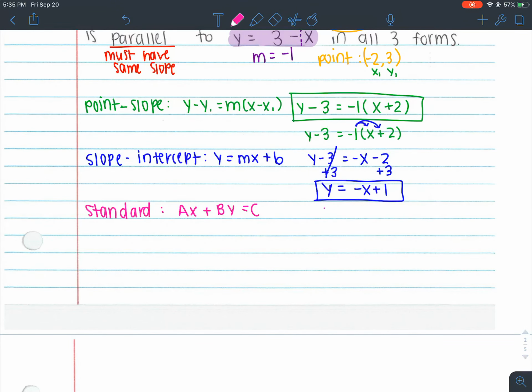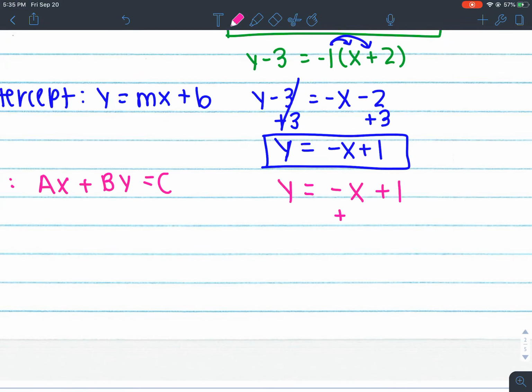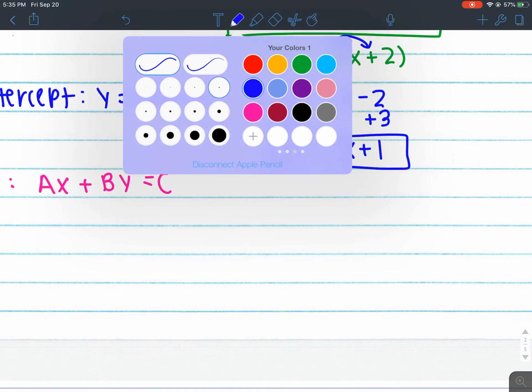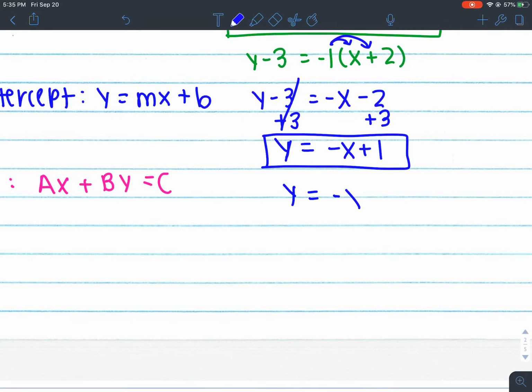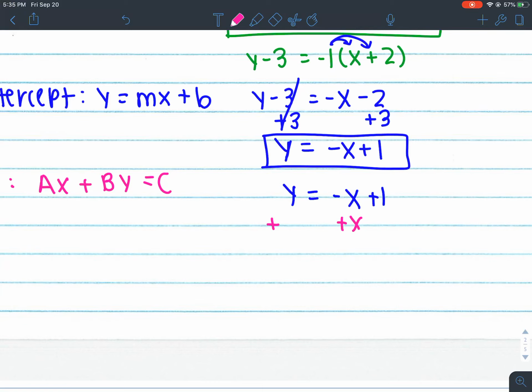With standard form, I want to start and make sure that I have all of my x's and y's on the left. So in this step, I'm going to add x to both sides. Oh, whoops. I think this needs to be in blue still. I'm trying to color code my best here. All right, so here we're going to add x to both sides because we want them on the left side. x plus y equals 1.